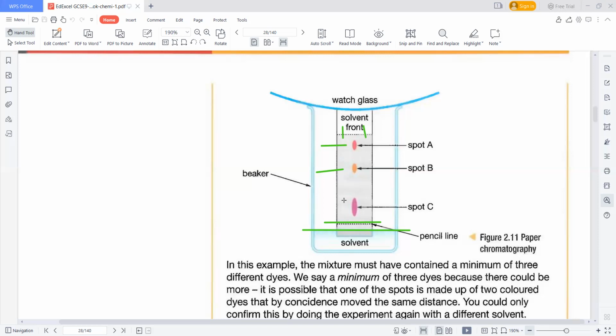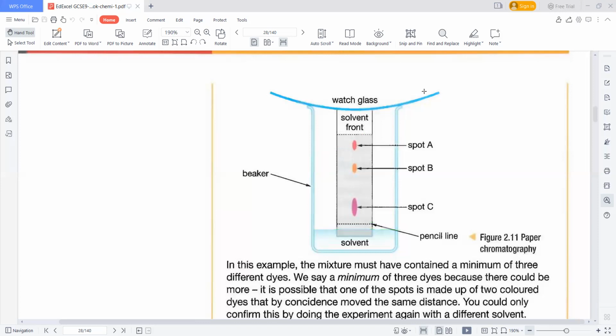Next, if spot number A is traveling with the fastest speed, it simply means there is the least affinity with the paper, and it is soluble in the solvent. When it comes to spot number B, it is also traveling a nice distance, so you can say that comparatively it has a higher affinity for the paper. That is why the distance covered by it is quite lesser.